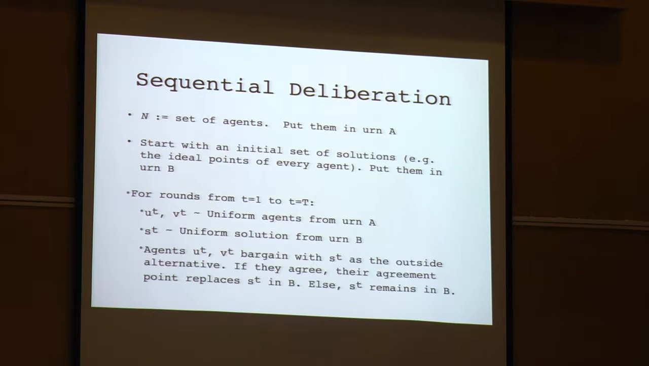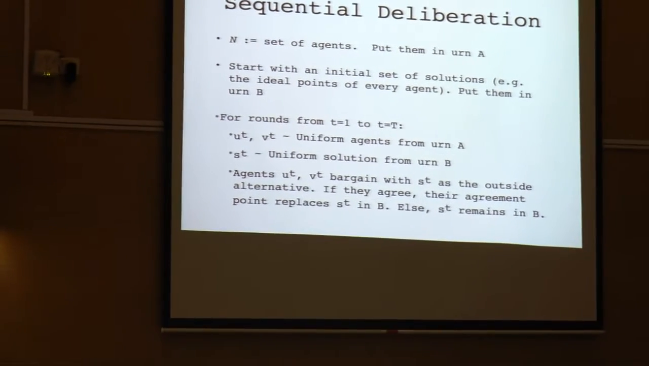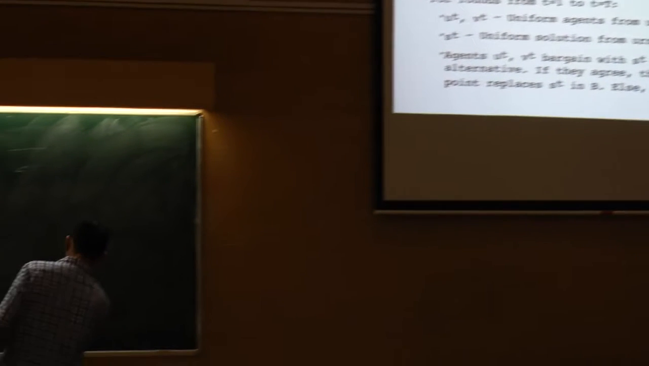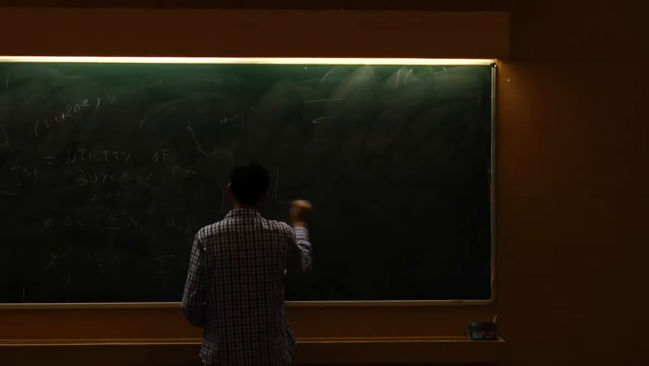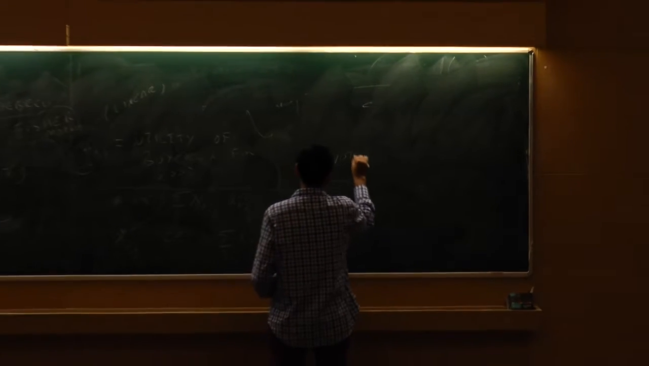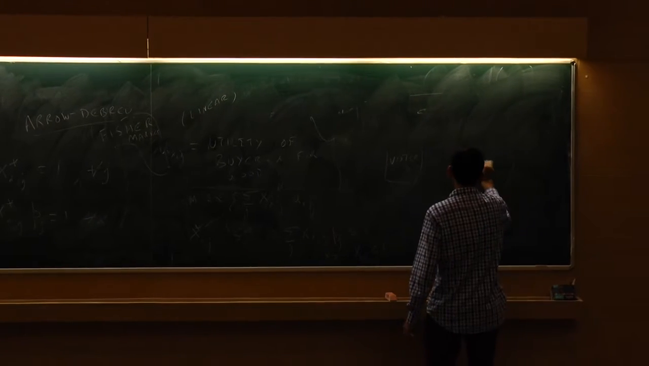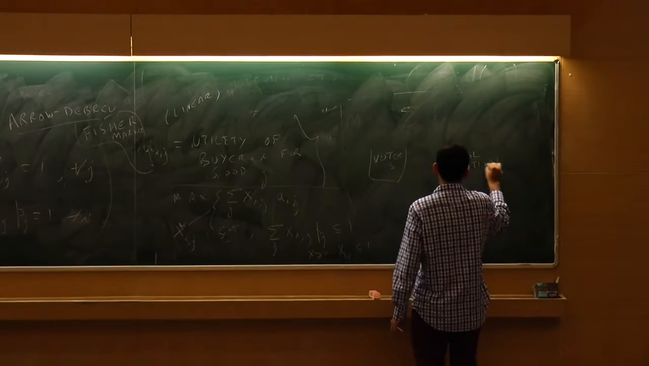Okay? So you take a set of agents, let's say n is your set of agents, you put them in an urn. You put all the agents in a box. Okay? And you start with some initial set of solutions. Let's say it could even be one solution. Or it could be the ideal point of every agent. You ask every agent, what's your ideal point? And you put these solutions in another urn, let's say urn B. Okay, so you have two urns now. One urn has all the people, and one urn has all the solutions. So this has the voters or the agents, and this has the solutions that these agents have come up with for this problem.